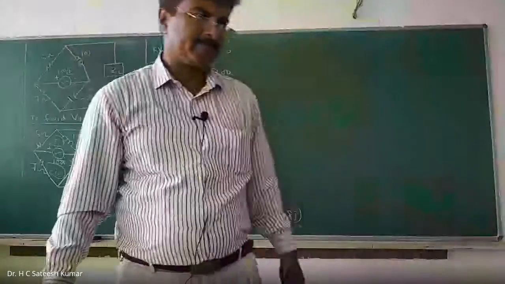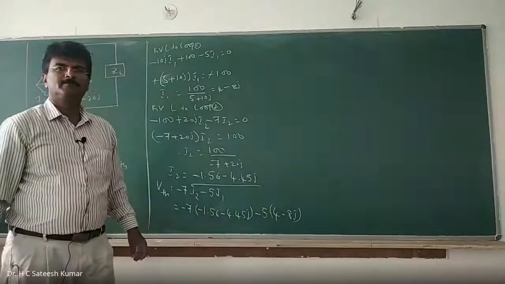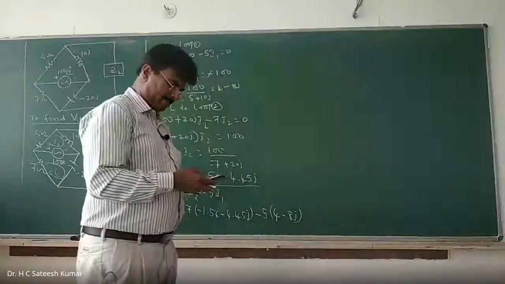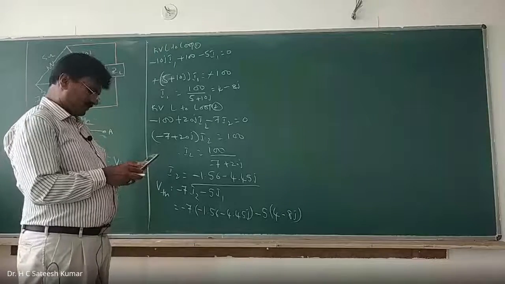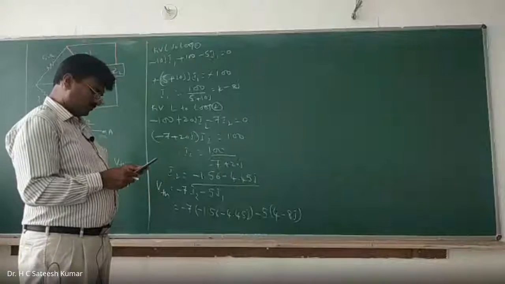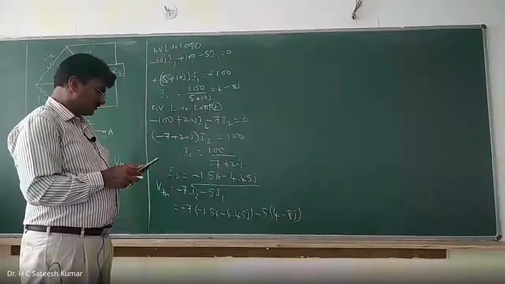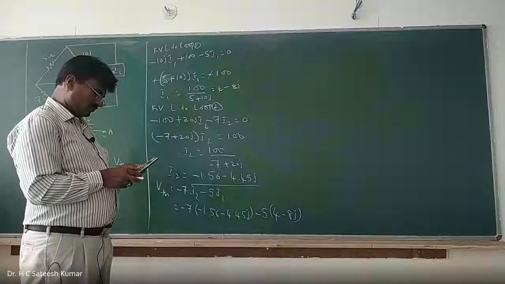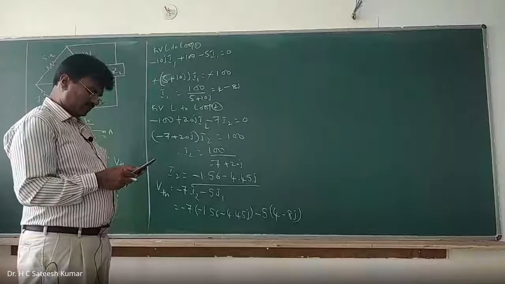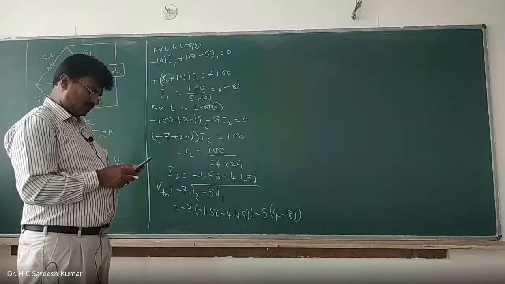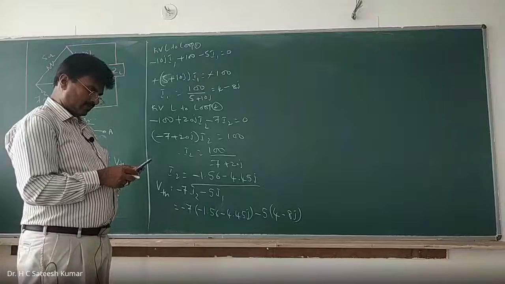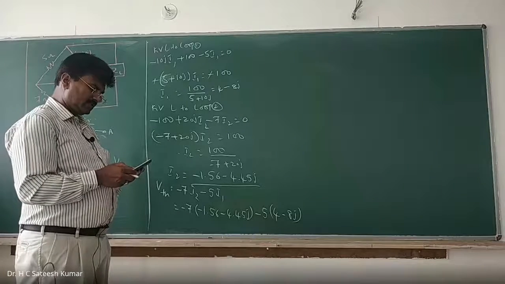Okay. What is this value? Minus 7 into bracket minus 0.56 minus 4.45, close the bracket, minus 5 into bracket 4 minus 8j, close the bracket, equals minus 9.